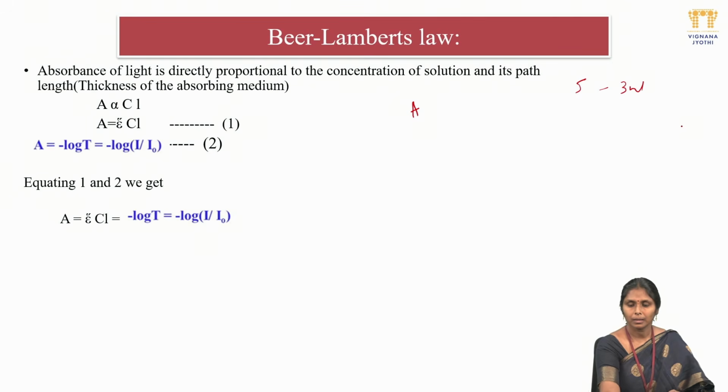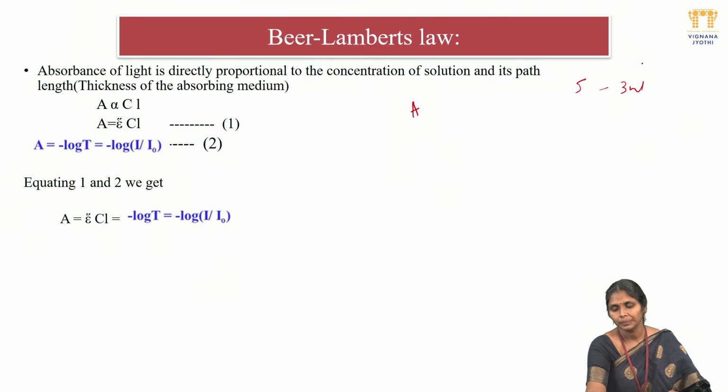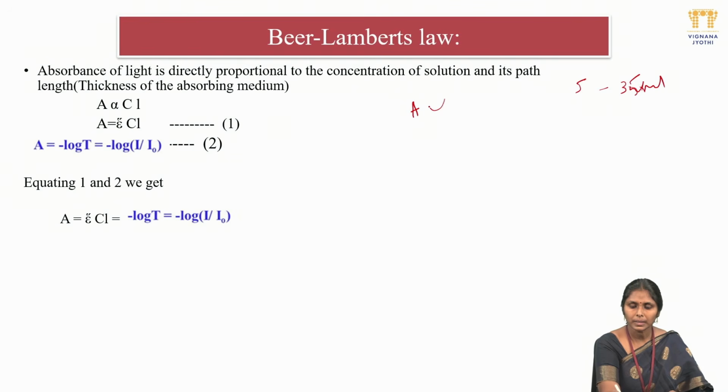When the color of the solution increases, that means the concentration of the solution increases, and the intensity of color also increases. Then we can get the absorbance values differently. Absorbance is directly proportional to the concentration of the solution and path length. The path length is the thickness of the absorbing medium. So simply we can say that A is equal to epsilon C into L, where epsilon is called a proportionality constant.